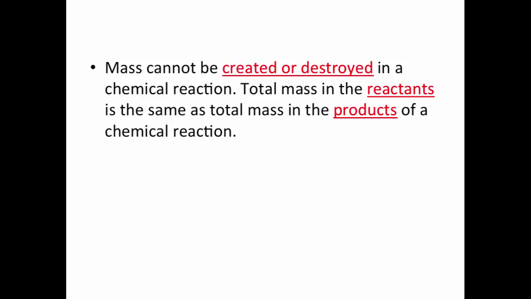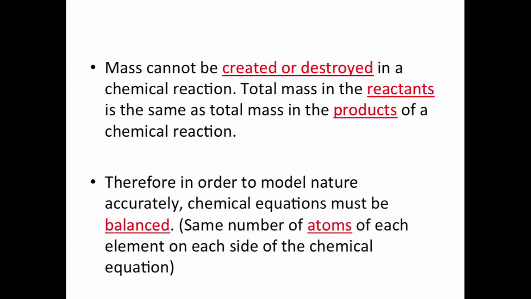So let's talk about the law of conservation of mass. The law of conservation of mass states that mass cannot be created nor destroyed in a chemical reaction. And what that means is that the total mass of the reactants is always going to equal the total mass of the products of a chemical reaction. Meaning that if you have one hydrogen atom go in, you have to have only one hydrogen atom come out. That hydrogen atom cannot be converted or turned into an oxygen or any other type of element, because that is creating and destroying matter and mass, and that breaks the law of conservation of mass.